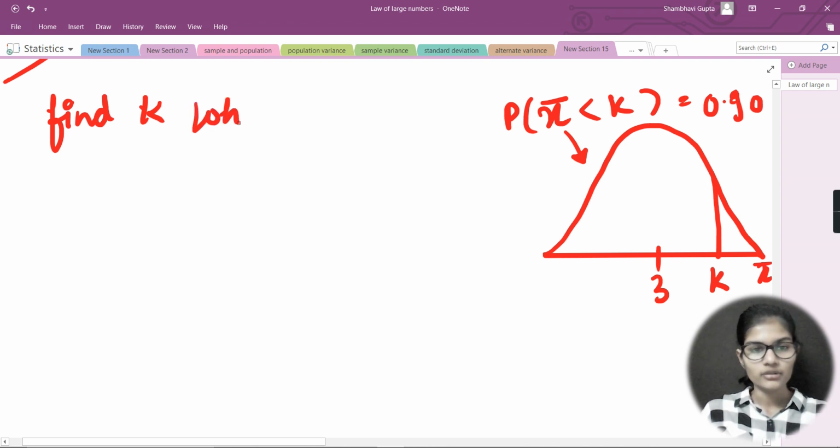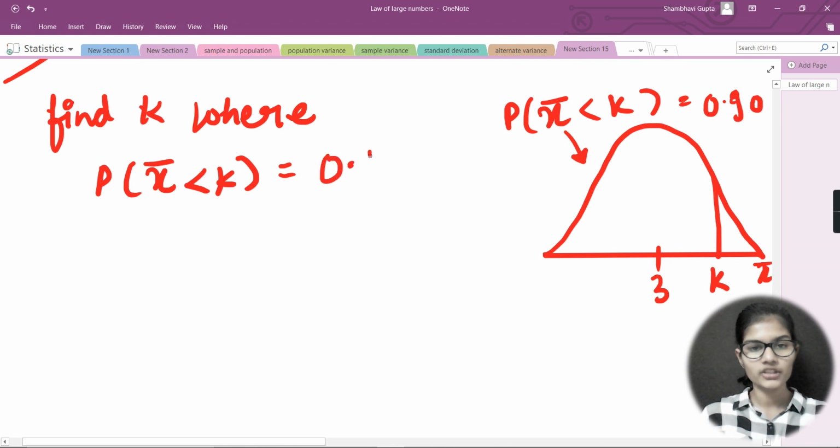I need to find the value for k where the probability of x bar less than k is equal to 0.90. We have already seen how to find this probability previously, so I would not repeat those steps here again. I would just write the final answer. The final answer for k you would get as 3.2. Go to any of my previous questions on percentiles, and in that I had already told you how to find the percentile. So the value for k would come as 3.2.